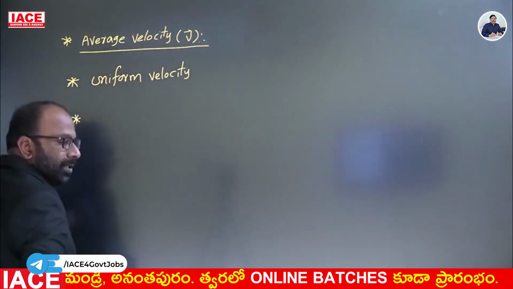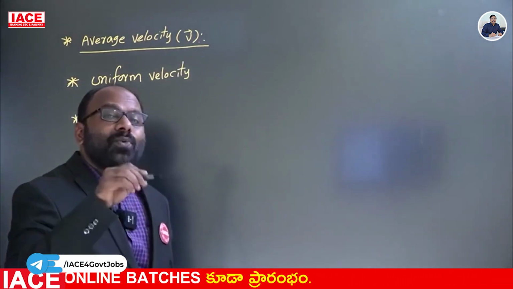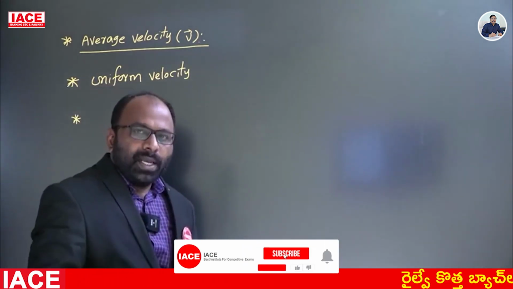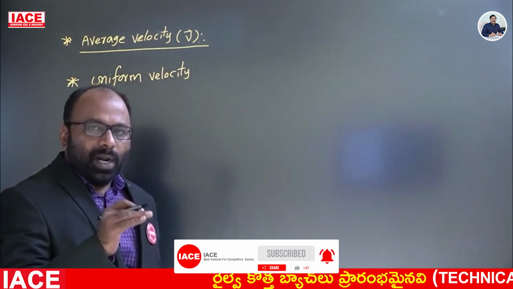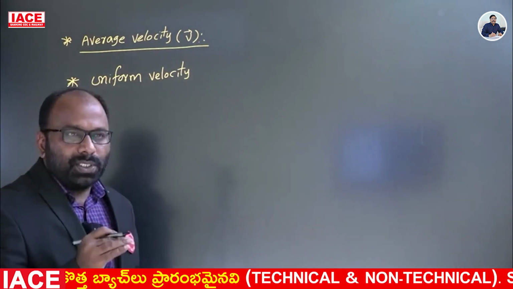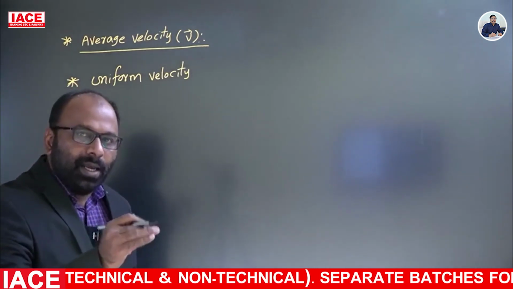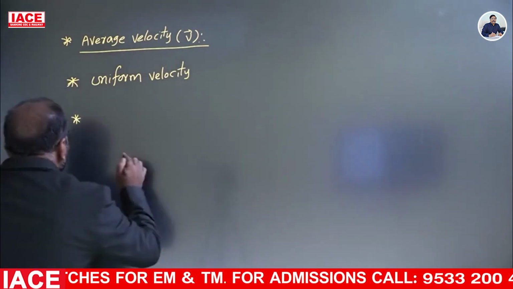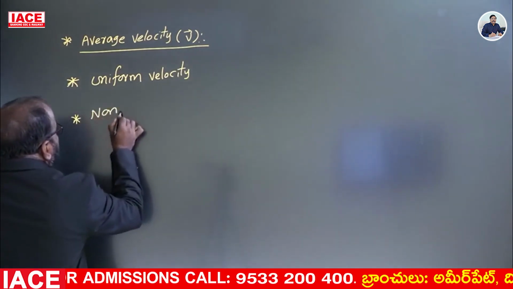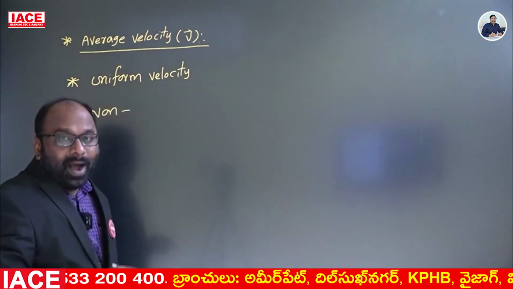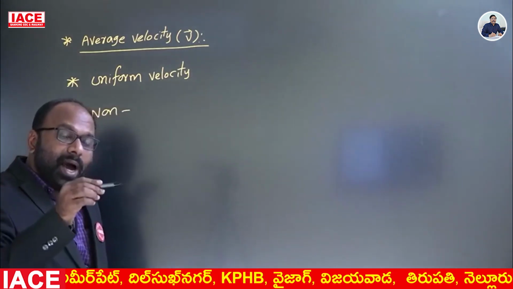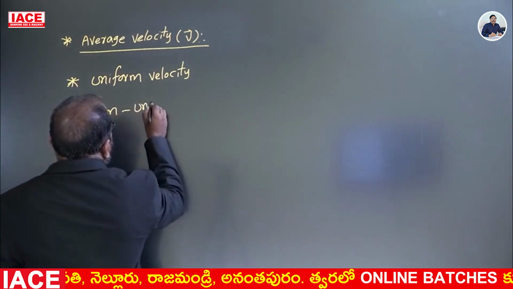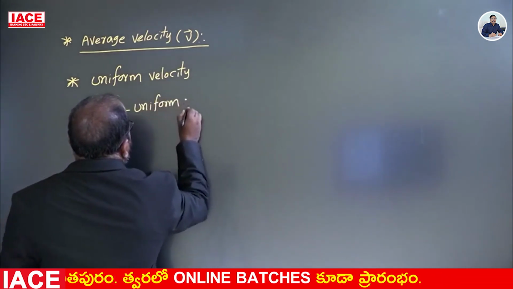If an object travels unequal displacements in equal intervals of time, it is very similar to speed only. If an object displaces from one position to another in equal intervals of time with equal displacement, that is uniform velocity. If an object displaces unequal distances in equal time periods, or equal displacements in unequal intervals of time, that is also called non-uniform velocity.